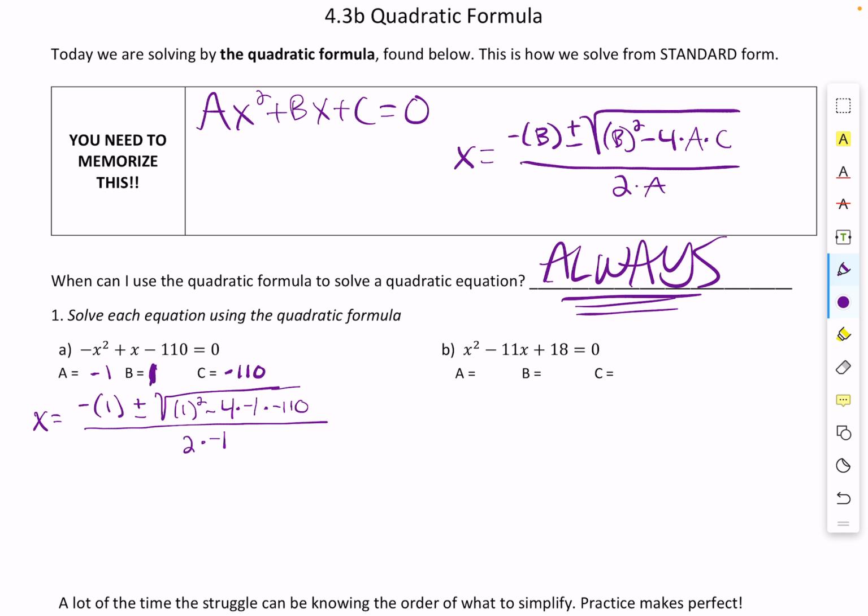All right, for b, what's a? Lydia? 1, good. Okay. What's b, Noah? So close. There you go. And what's c, Paige? Yeah, good. Okay, I don't want you to do any simplifying. I just want you to take a minute and just try and set it up. Okay? Don't do any simplifying. Just take a second and just try and do the setup.